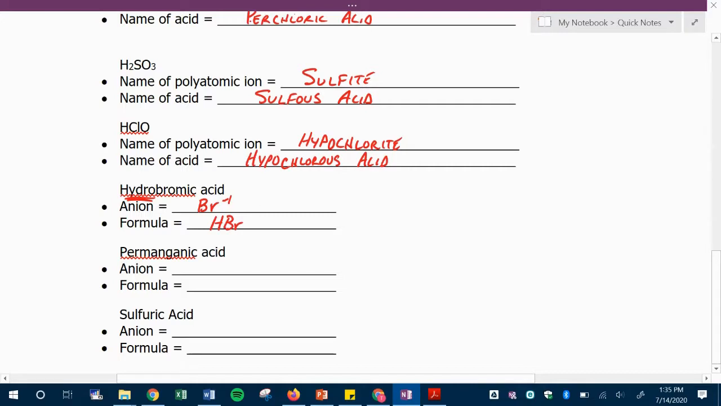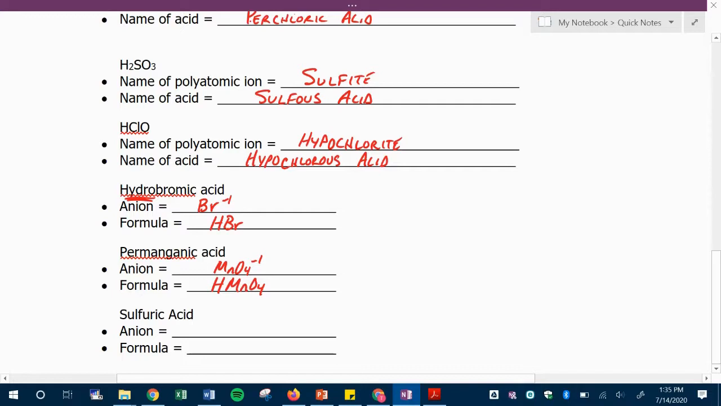All right, let's look at our next example, permanganic acid. That means it's coming from permanganate, and permanganate is MnO4 with a -1 charge. Just like before, if it's hydrogen and permanganate, we need enough hydrogens to balance out that -1 charge. So we just need 1. It would be HMnO4.